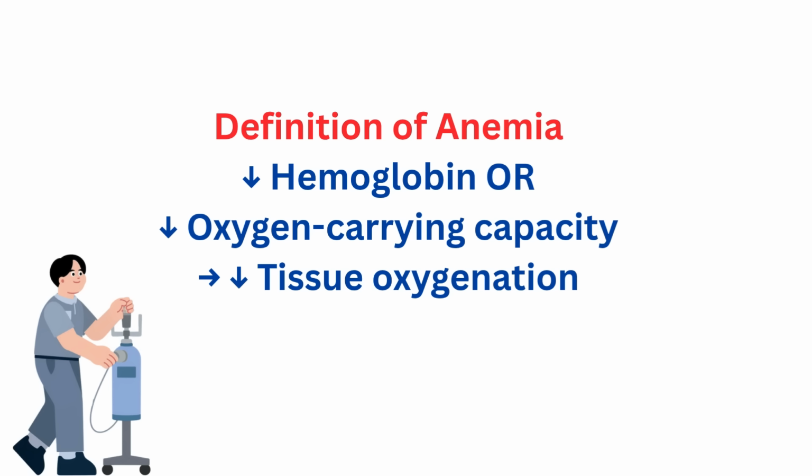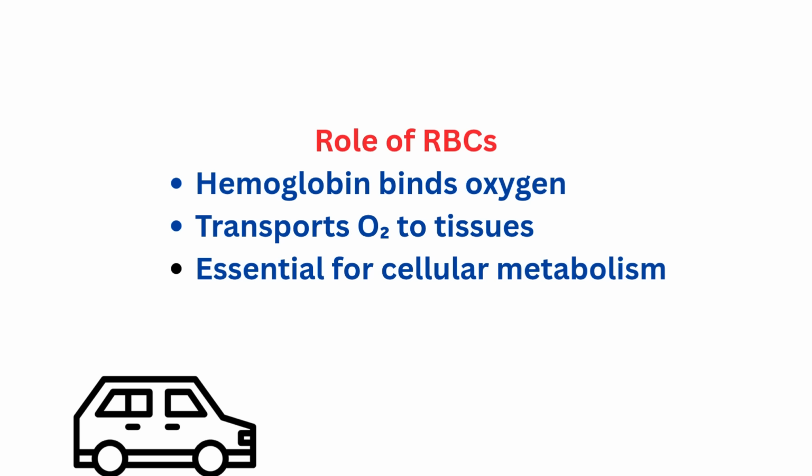Anemia simply means decreased hemoglobin or decreased oxygen carrying capacity of blood. What actually happens is decreased hemoglobin or decreased oxygen carrying capacity, which leads to decreased tissue oxygenation. Red blood cells carry oxygen using hemoglobin and deliver it to tissues. So, the role of RBCs is: 1. Hemoglobin binds oxygen. 2. Transports O2 to tissues. 3. Essential for cellular metabolism.